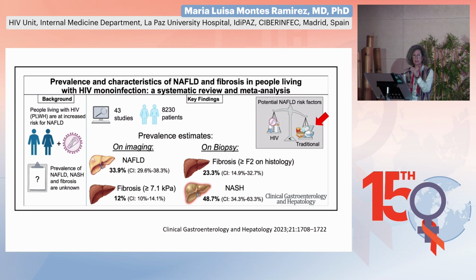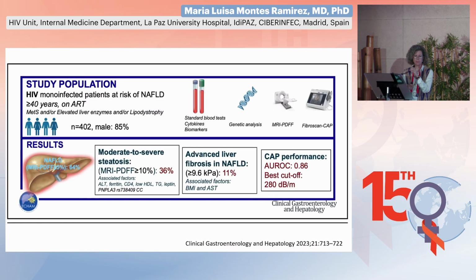More recently, a systematic review with more than 8,000 people estimated the prevalence of NAFLD. On imaging techniques, 1 out of 3 people had NAFLD, and 1 out of 4 had liver fibrosis. The study highlights the importance of traditional risk factors more than HIV-related factors for this condition. A second simultaneous study showed the same figures, but pointing out the role of serum biomarkers, genetic tests, and controlled attenuation parameter for the diagnosis. Unfortunately, in this study, only 15% of the population were women, which limits the applicability of the conclusions.